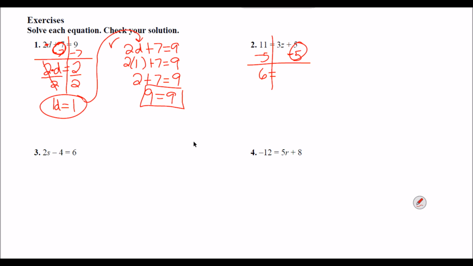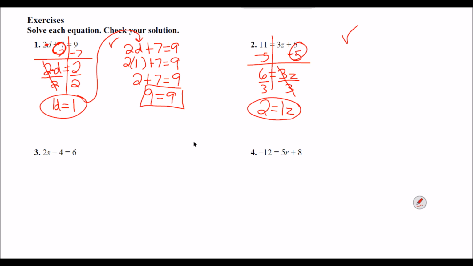We bring down the equals, we bring down the 3z. All right, and between the 3 and the z is multiplication, so the opposite of multiply is divide. So we divide by 3 on the right, which means we have to divide by 3 on the left. 6 divided by 3 makes 2. 3 divided by 3 becomes 1, z. So we think the answer is 2, but we're not 100% sure of that.